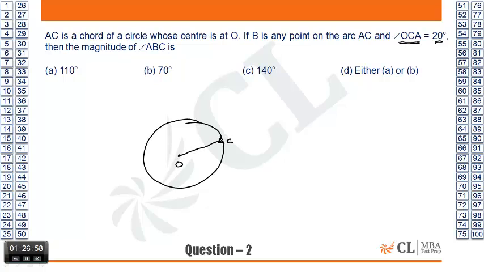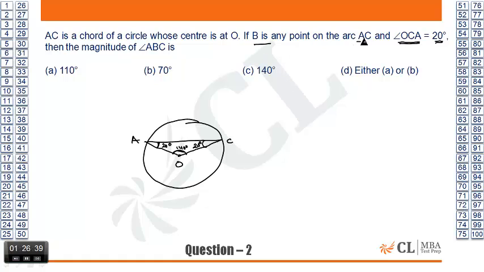So we have O somewhere, a C and then an A. This is given as 20 degrees. If this is given as 20 degrees, this would be what? These two radii will be the same, so therefore this will be isosceles, and this will be 20 degrees. 20 plus 20 is 40. That makes this angle 140 degrees. Okay, so that much is fine.